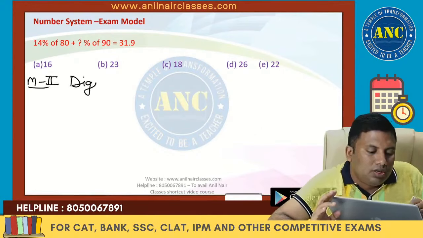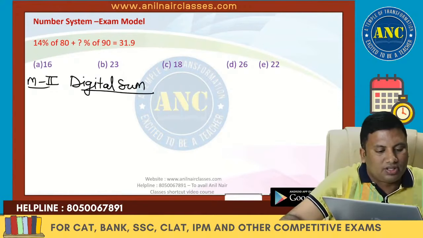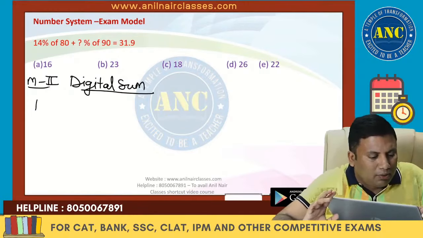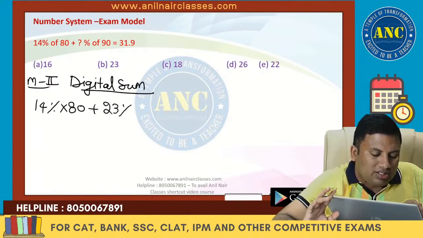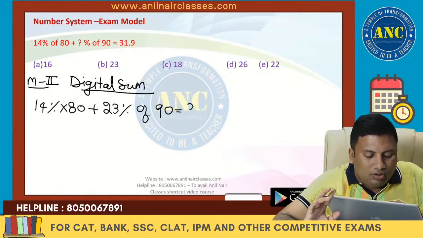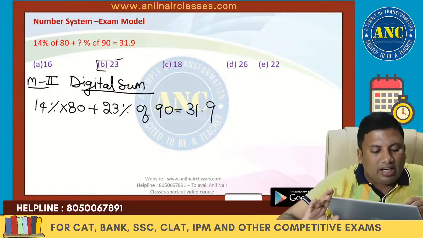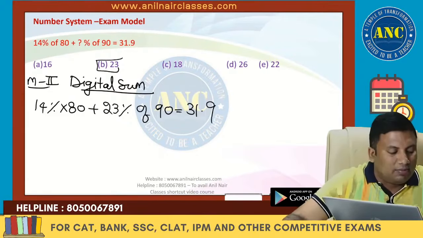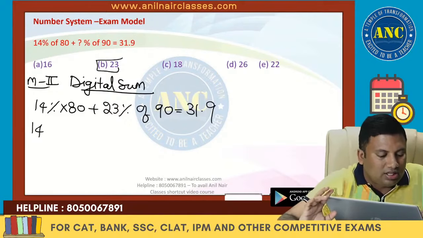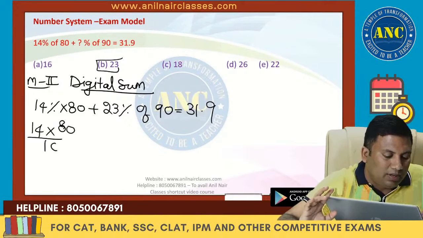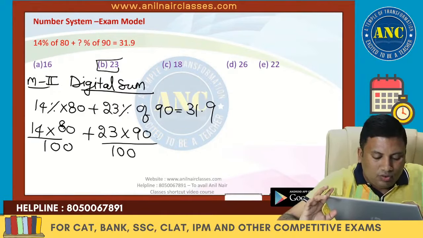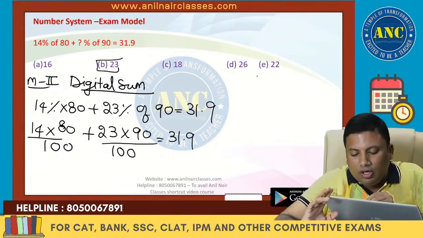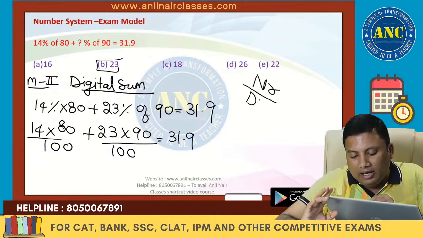Digital sum approach, method number 2. Let us go by the answer options. Now, digital sum approach: 14% of 80 plus 23% of 90 equivalent to 31.9. I am taking the second option. I will check whether the left hand side digital sum is equivalent to the right hand side digital sum. These are nothing but 14 into 80 by 100, 23 into 90 by 100, equivalent to 31.9. I told you, digital sum can also be applied for fractions.